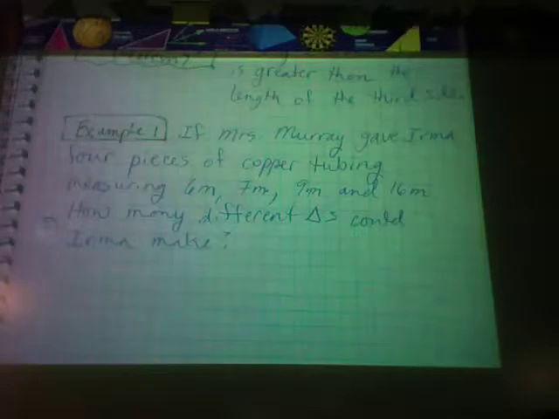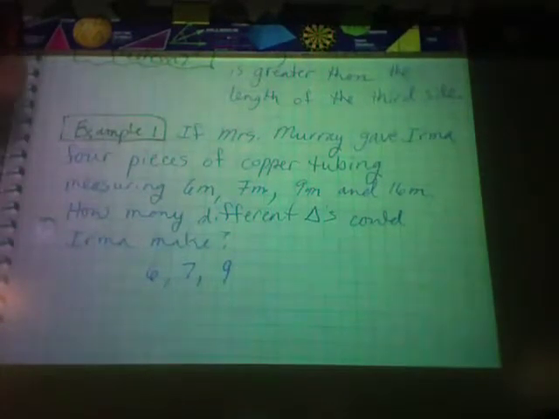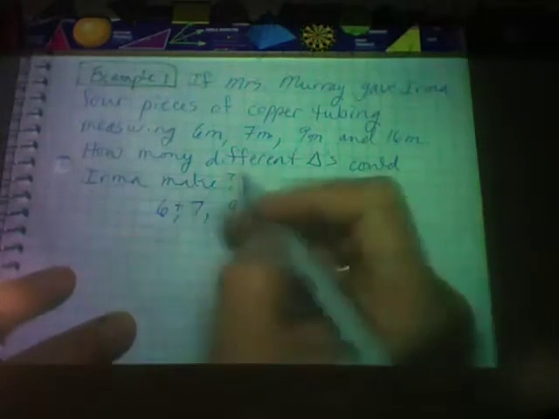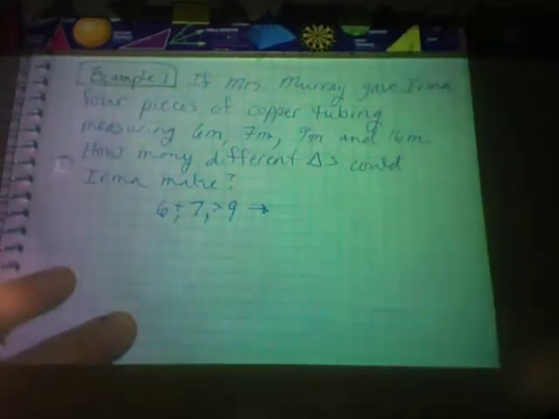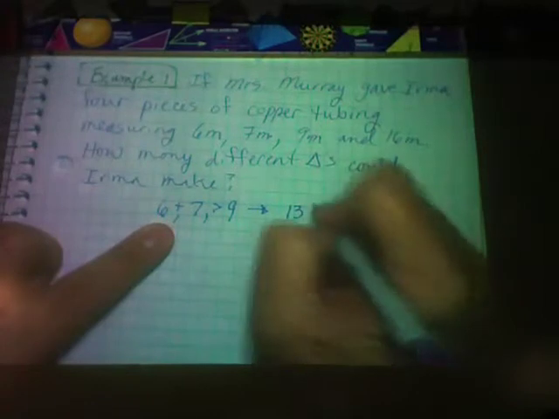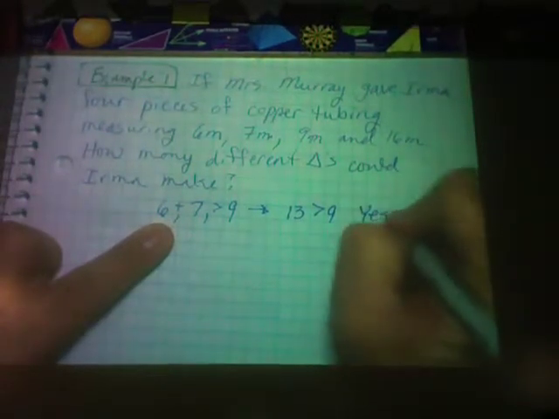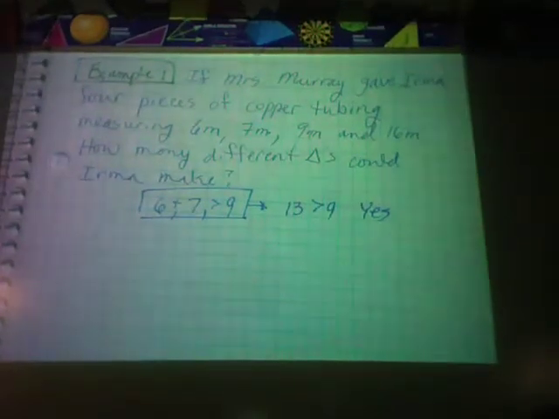All right, so somebody raise your hand, give me one combination. Mr. Usher: 6, 7, 9. I will always write them from smallest to largest on purpose because I don't want to do all three tests, because I know it's the two smaller that are going to add to be bigger than the larger. So is 6 plus 7 greater than 9? Yes. 13 is greater than 9, that's true. So yes, 6, 7, and 9 is a possible combination that Irma could use for her triangle.